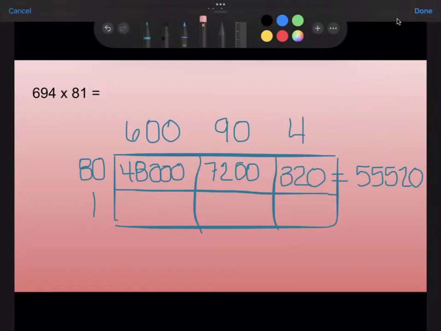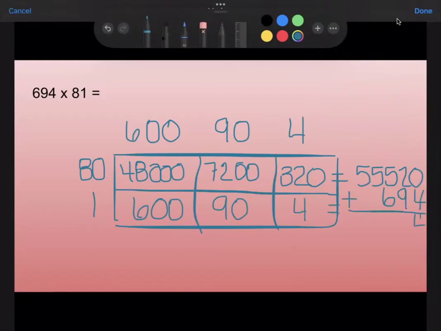Okay, now for this last row, I need to multiply everything by 1, or the number 1 on the side. So that's going to be 600, that's going to be 90, and 4. And we know if we put that together, we can pretty much do that in our head. That was the number we started with. So that is 694. Now we can add those together.